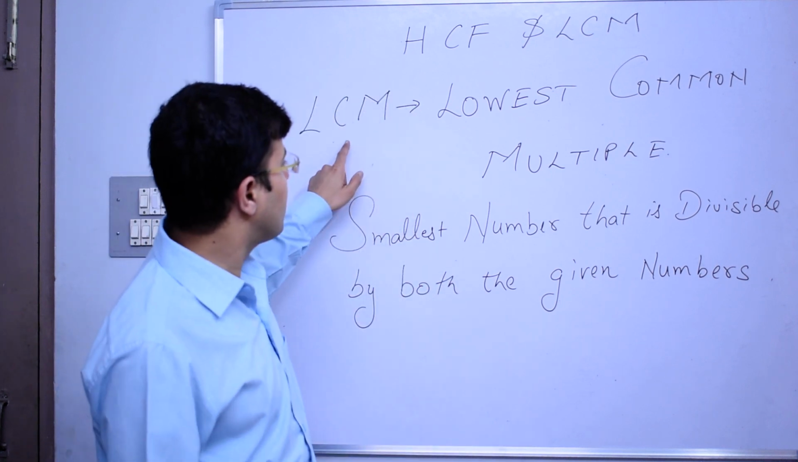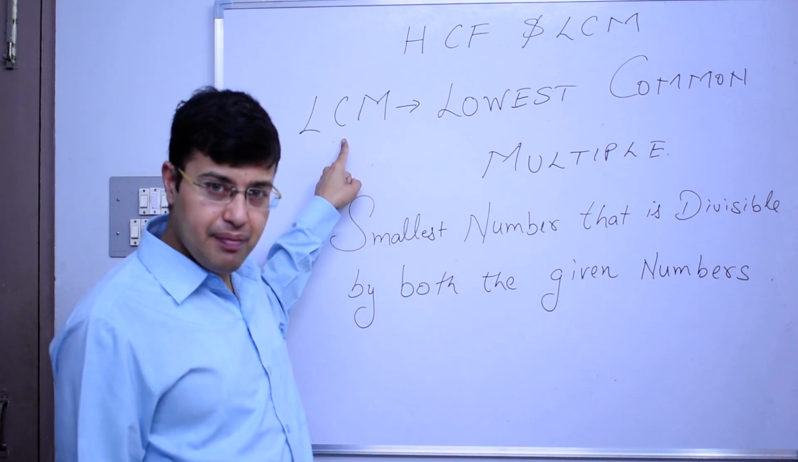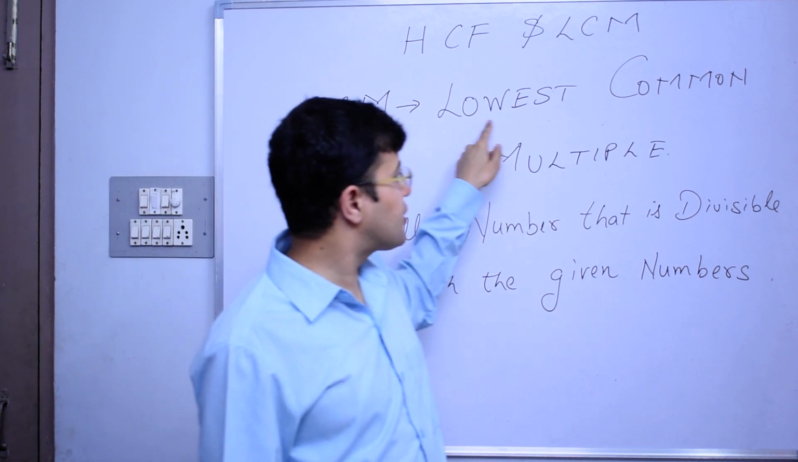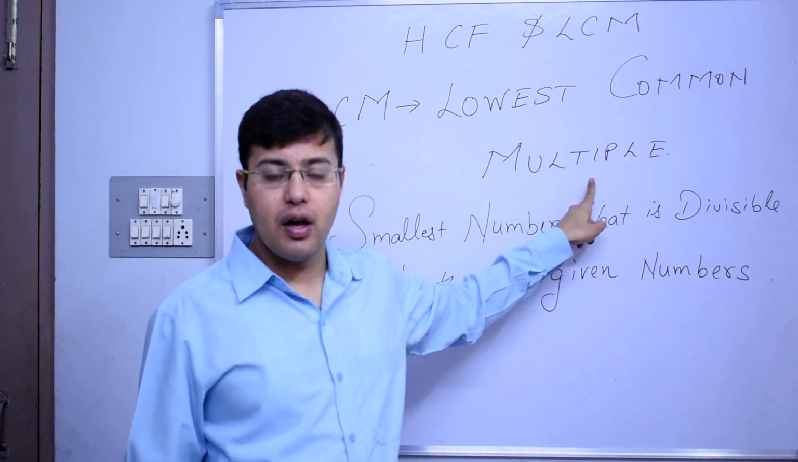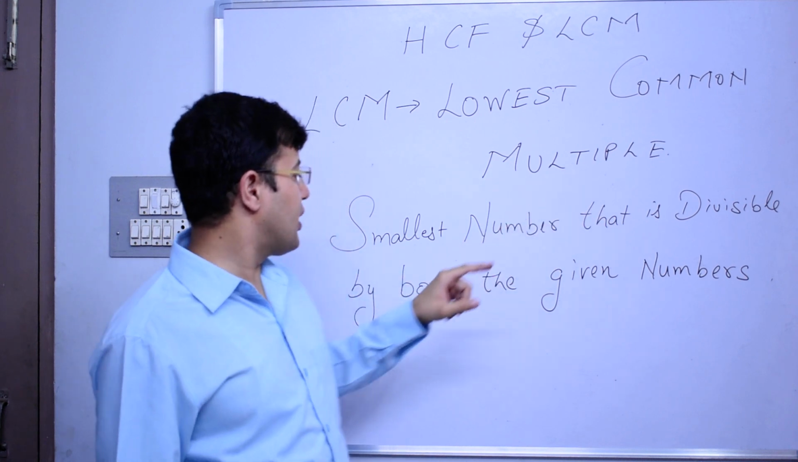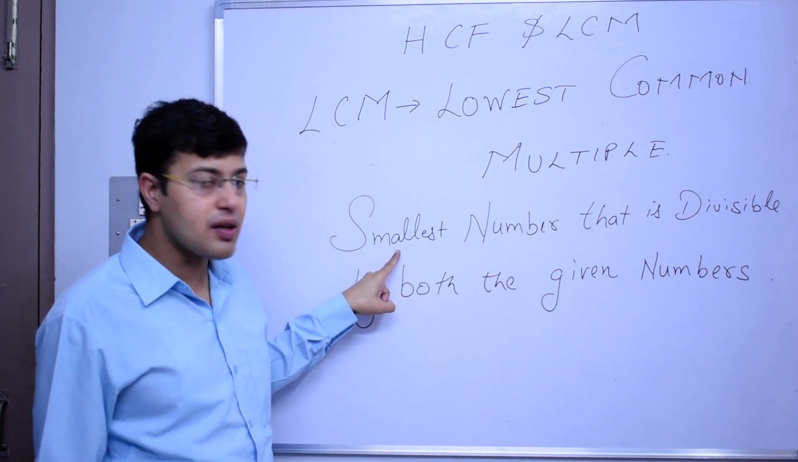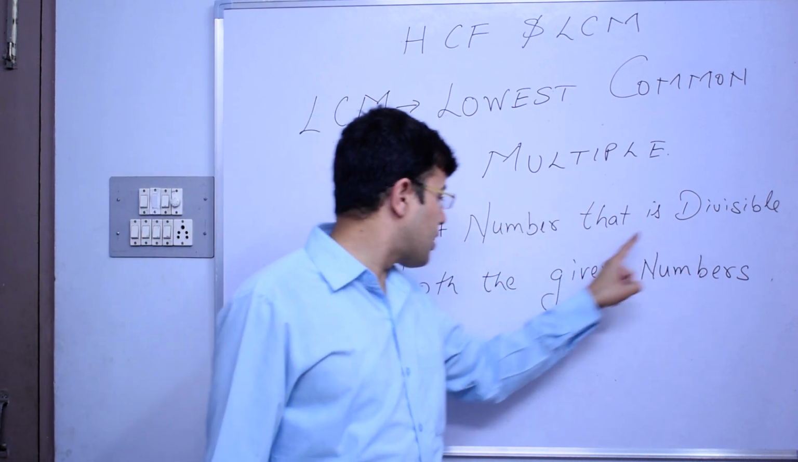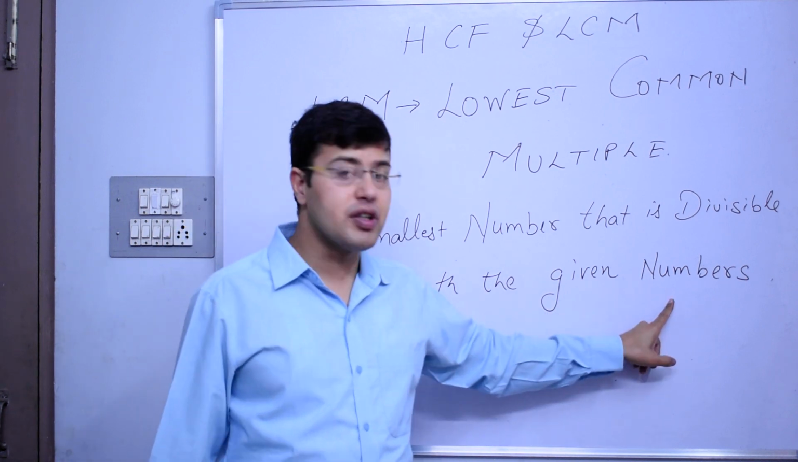So in today's video, we are going to start with LCM. LCM is lowest common multiple. Now what does this mean? This means that it is the smallest number that is divisible by both the given numbers.